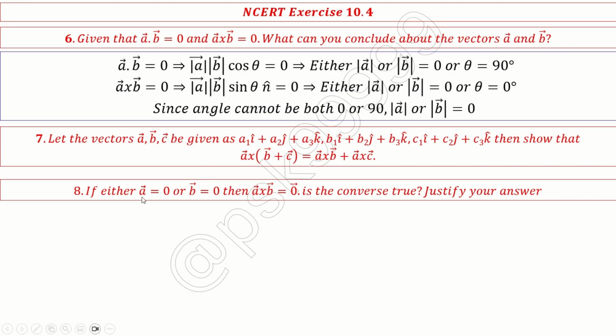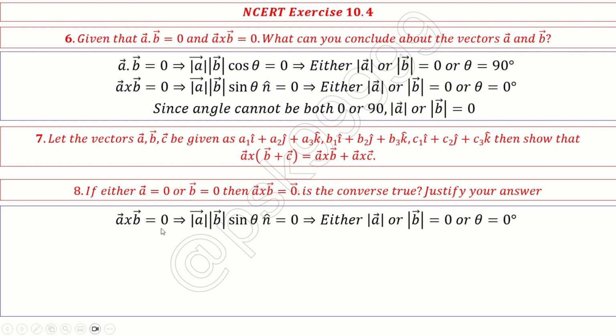Next, if either A bar equal to 0 or B bar equal to 0, then A cross B equal to 0. Is the converse true? Justify your answer. This we know already, right? If a cross b equal to 0, either a bar equal to 0 or b bar equal to 0 or theta equal to 0.